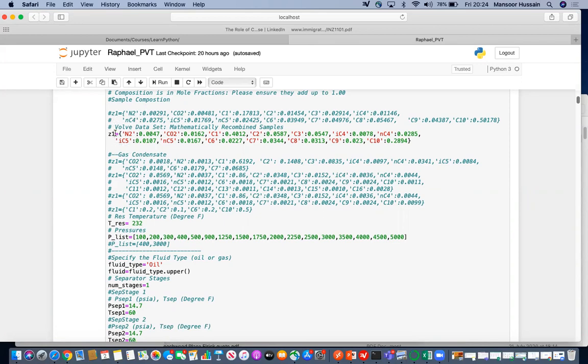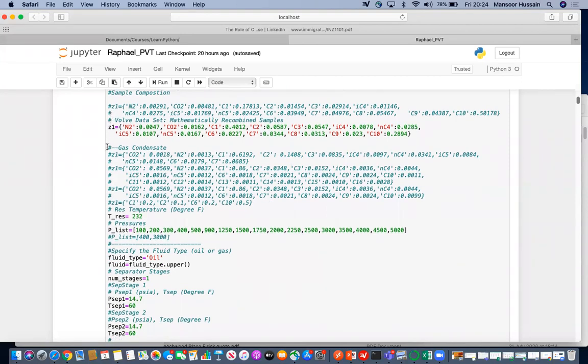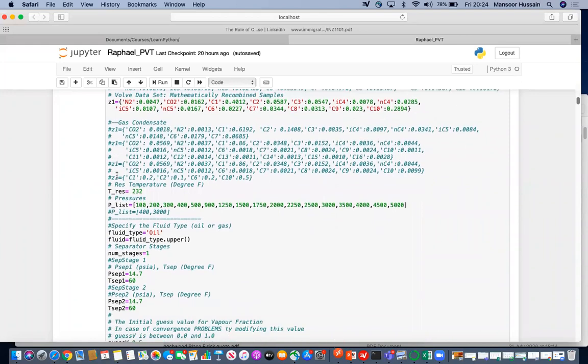So here I have entered the Wolf dataset that I showed you in one of the last slides. All other compositions that I have previously tested the model on, I've commented them out.